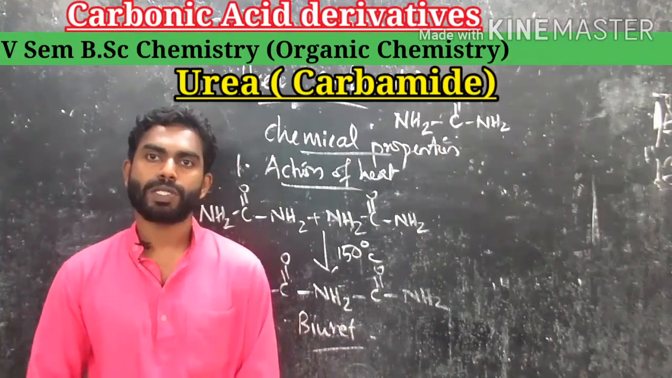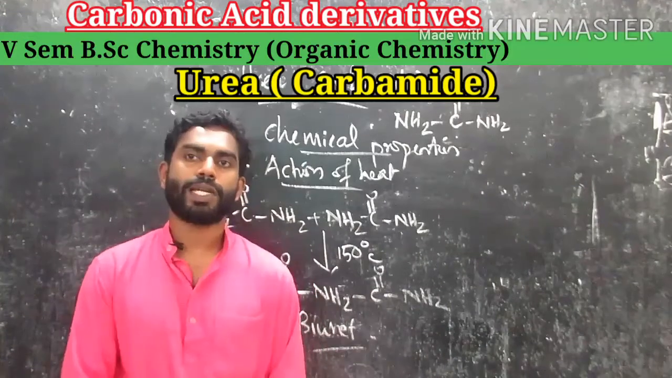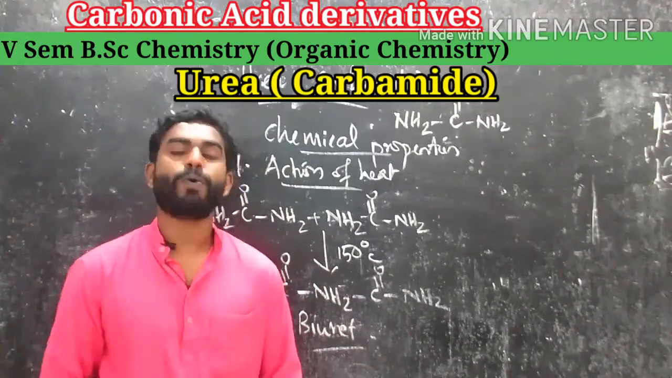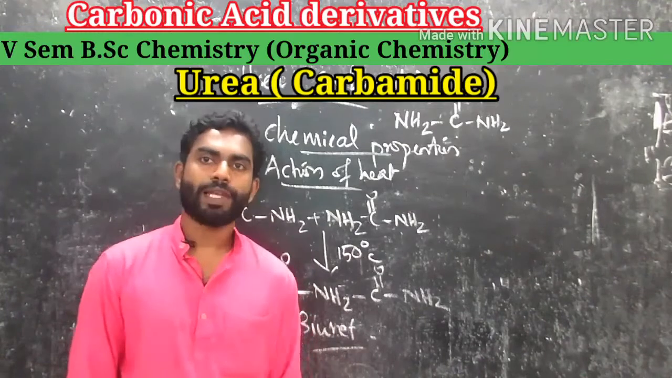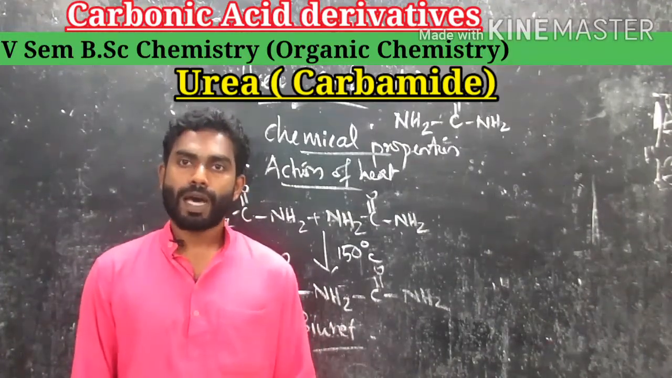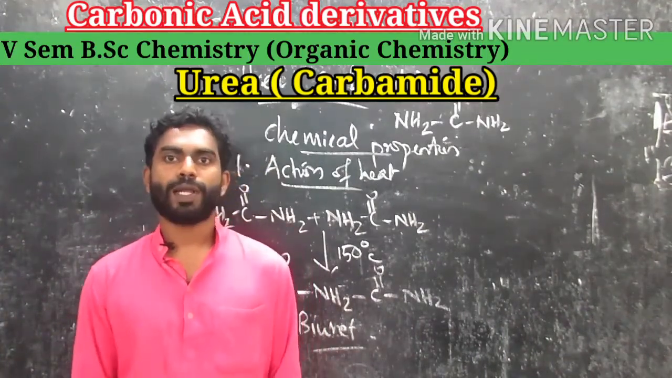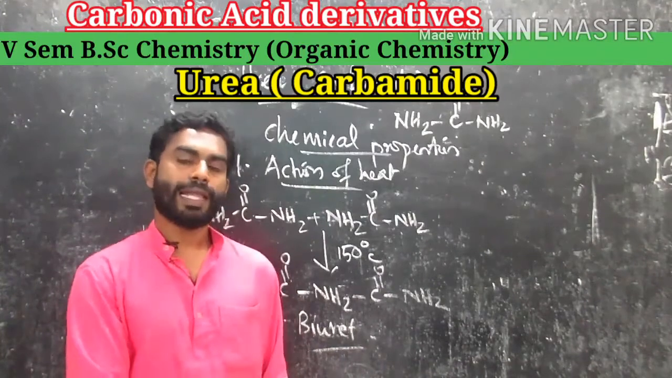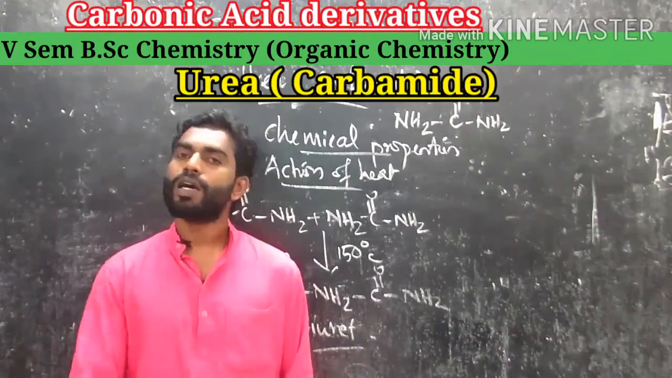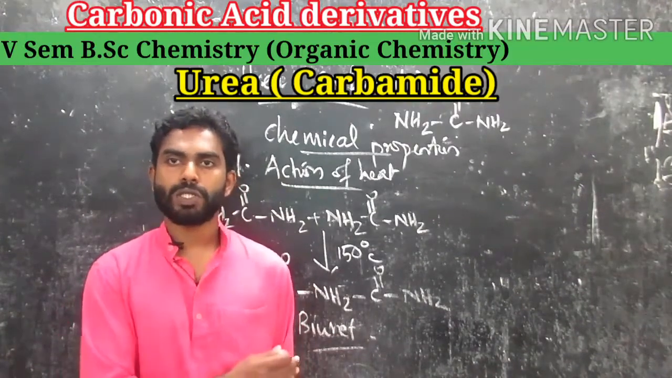So in the biuret test, when a cold aqueous solution of biuret is treated with 10% NaOH solution and a drop of copper sulfate solution, a violet color appears. This serves as a test for urea, and also for peptides, proteins, etc. containing the CO-NH linkage.